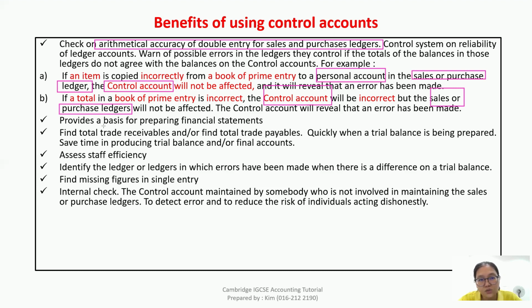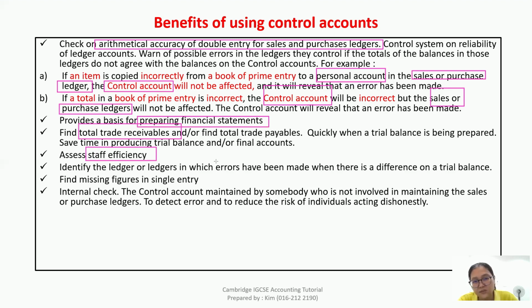It also helps us to prepare the financial statements, as with the control account we have the total for the trade receivable and trade payable, and it is easier for us to know these totals. If we want to know whether our staff are doing a good job, these two accounts are handled by different people. The control account is in charge of one staff, while the sales ledger and purchases ledger are in charge of another staff. So from there, we will know whether the staff efficiency is there. If the person makes a lot of errors, that means the person is not efficient.